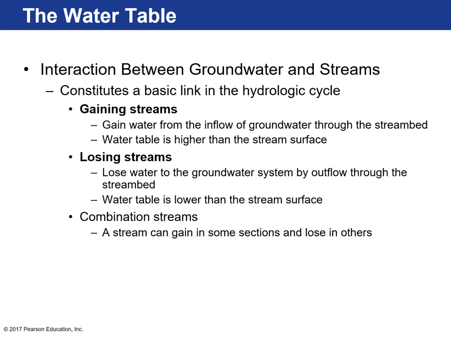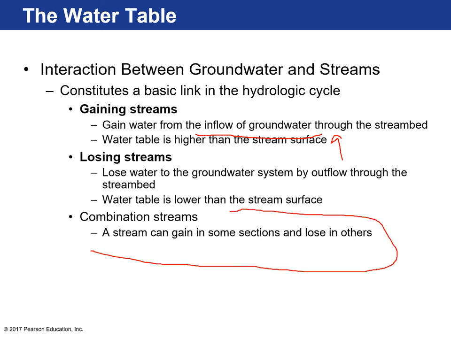So the water table interacts with rivers. Gaining streams are streams that gain water from the inflow of groundwater. So groundwater discharges into the river. Losing streams are where rivers themselves lose water to the groundwater system. And then there are combination streams. Sometimes this can be dependent on weather.